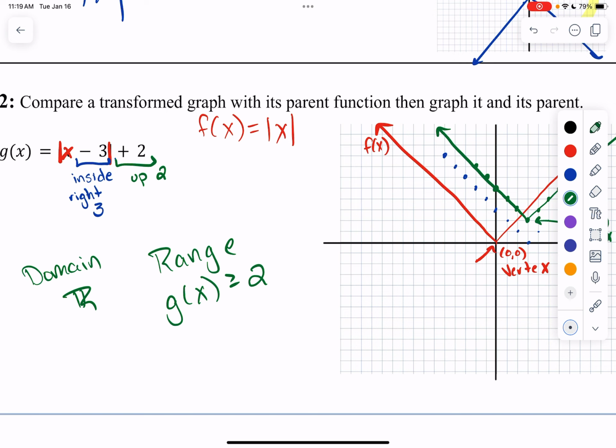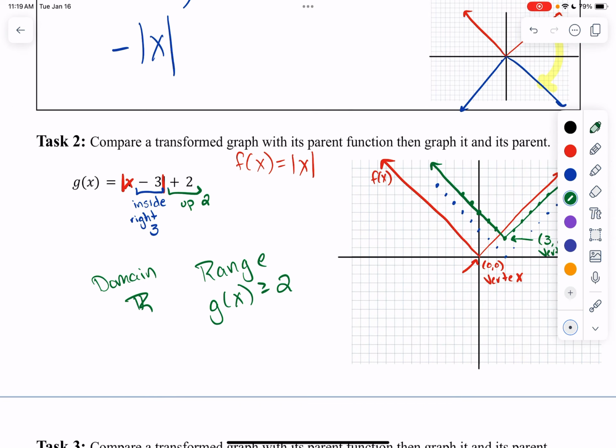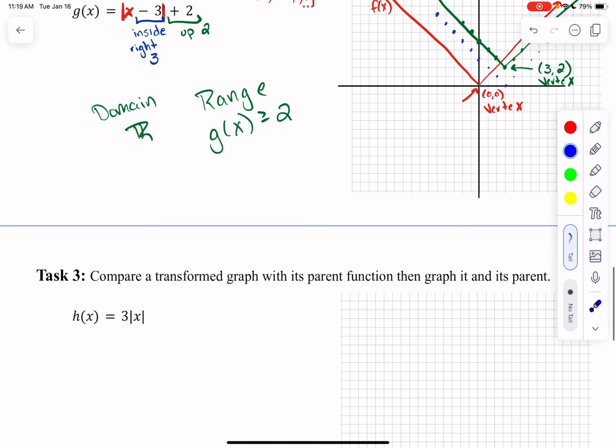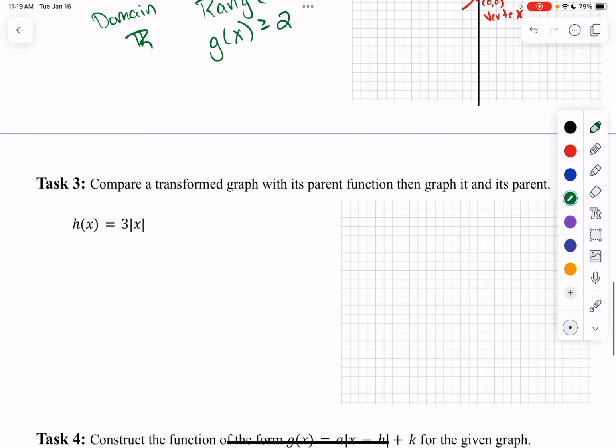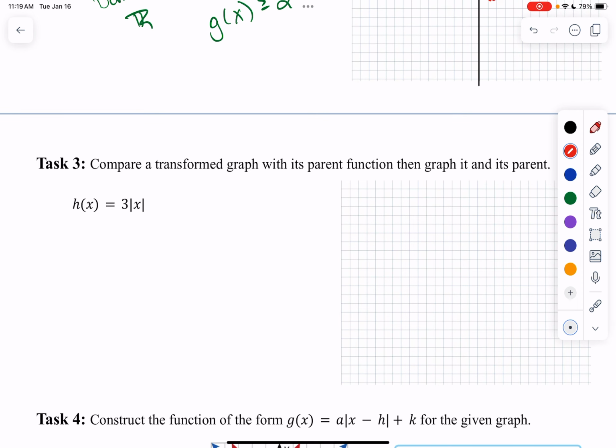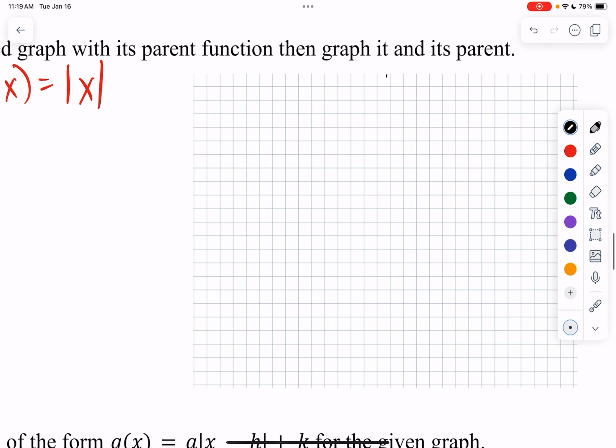So when it says compare a transformed graph with its parent, our comparing was really this: right 3 and up 2. I go right 3 from my parent and up 2 from my parent. So there's comparing. Okay. Next, compare a transformed graph with its parent. So again, we want to look at the parent, the absolute value of x. Okay, let's go ahead and grab that parent. And again, we're going to do a lot of that.